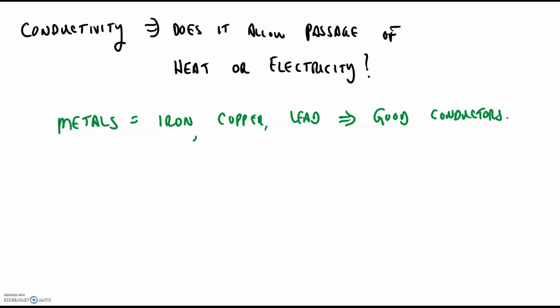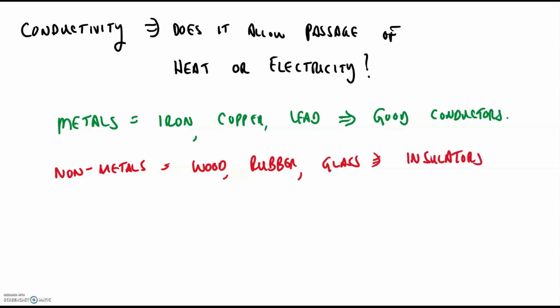You wouldn't get very far if you tried to use non-metals as conductors. Good examples would be wood or rubber or glass. They tend to be bad conductors, and so we tend to refer to them as insulators.